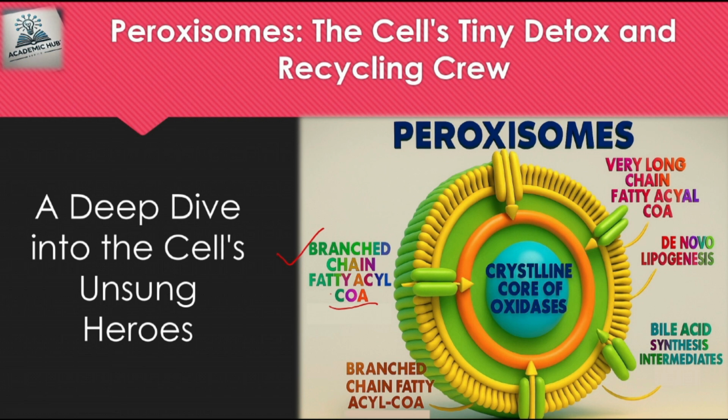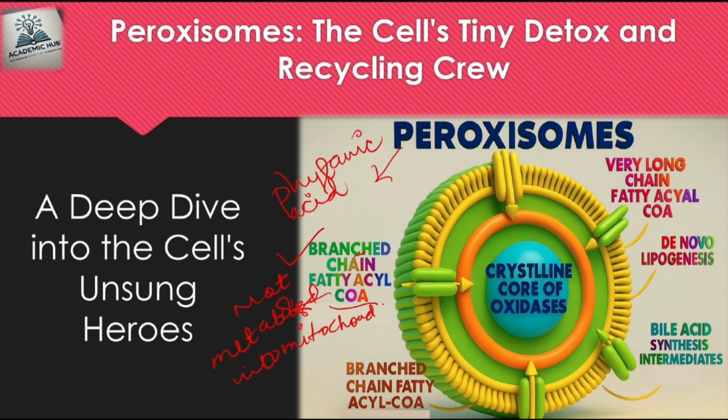The story is why peroxisomes are important: branched chain fatty acids are not metabolized in mitochondria. So there is an importance of peroxisomes. Peroxisomes break down these branched chain fatty acids. For example, phytanic acid is a branched chain fatty acid found in dairy products, animal fats, and some fishes.